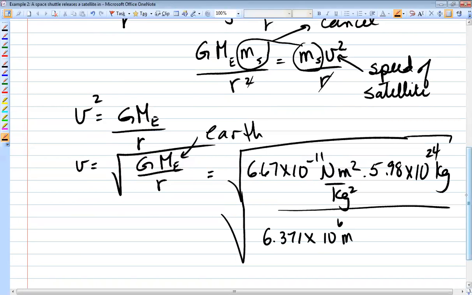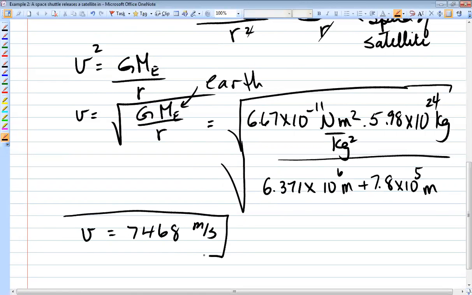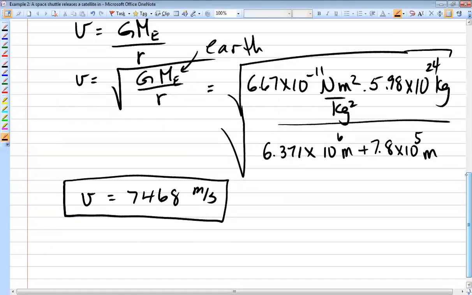Be careful that that's in meters, not kilometers. That's often written as 6371 kilometers, but it has to be in meters. And then we're going to add the altitude above, once again, in meters. So we have to convert the 780 kilometers to meters, which is 7.8 times 10 to the 5. Put those numbers in your calculator, and you get the speed to be 74.68 meters per second. And that is the answer. They have to go incredibly fast in order to maintain their altitude.